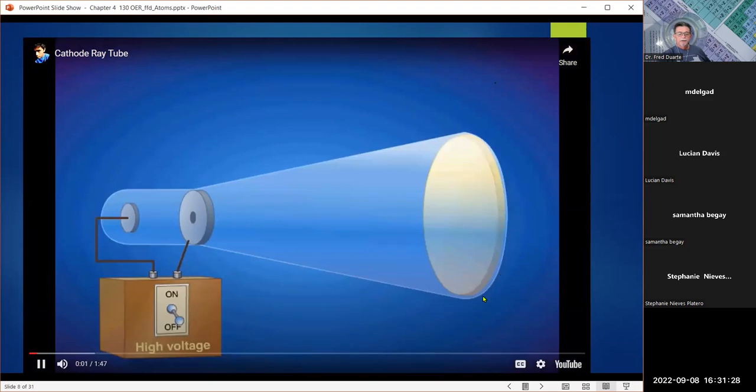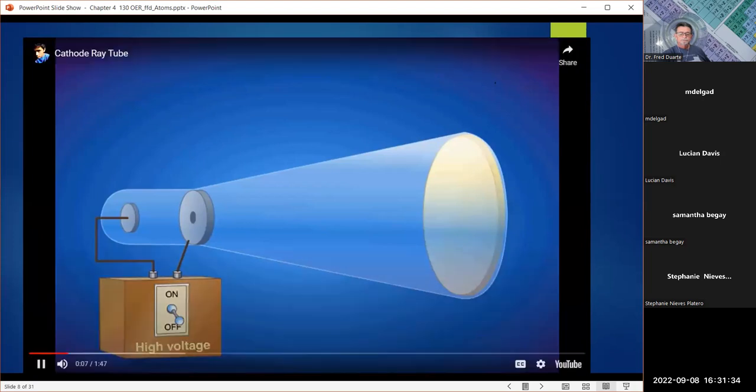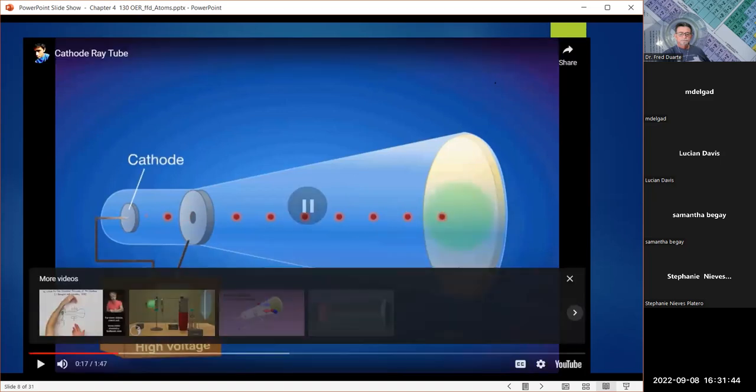A cathode ray tube is the forerunner of the television tube. It is a glass tube from which most of the air has been evacuated. When the two metal plates are connected to a high voltage source, the negatively charged plate, called the cathode, emits an invisible ray. The cathode ray is drawn to the positively charged plate.